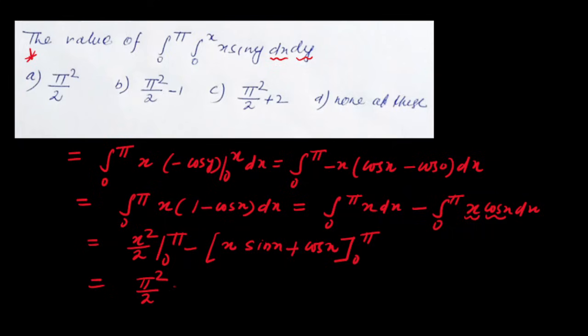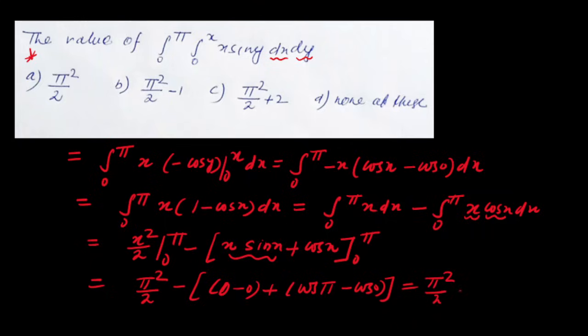If I put pi and 0 in x sin x, it will become 0. So it will become 0 minus 0, and plus cos pi minus cos 0. Okay, so what will I get? I will get pi square by 2 and minus cos pi, this will be 0. So cos pi is minus 1 and cos 0 is 1. So in the end I got pi square by 2, and this is minus 2, and minus minus makes it plus 2. So this option will be correct. Good question.